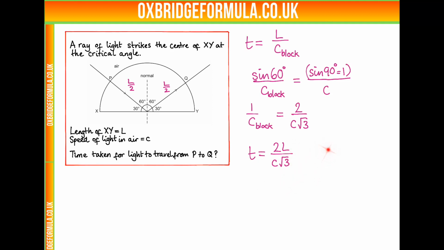So a useful trick in these questions that saves a bit of time, but time is of the essence in these types of exams, is when you have something divided by another thing, it's sometimes easier to just get the 1 over, rather than having to get c block and then flip it back into 1 over c block. So that's 2 steps that are unnecessary when we could have just done it in 1. So the total time taken is 2L divided by c root 3.